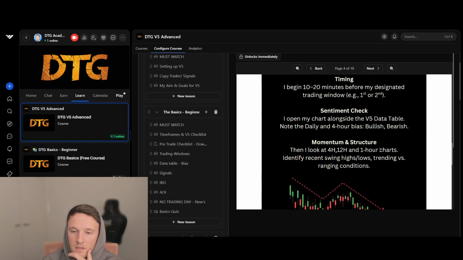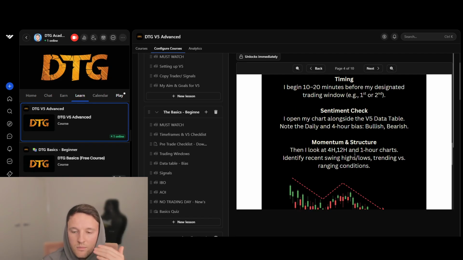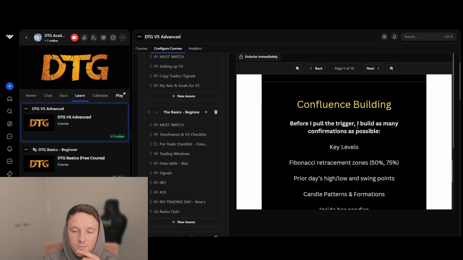Sorry about this. I don't know why it keeps reloading every time. So we've got our sentiment, we've got our structure, we've got our momentum. Now we're looking to build confluence.